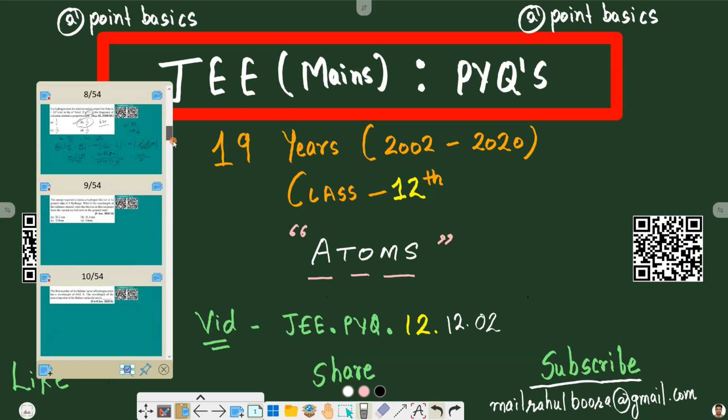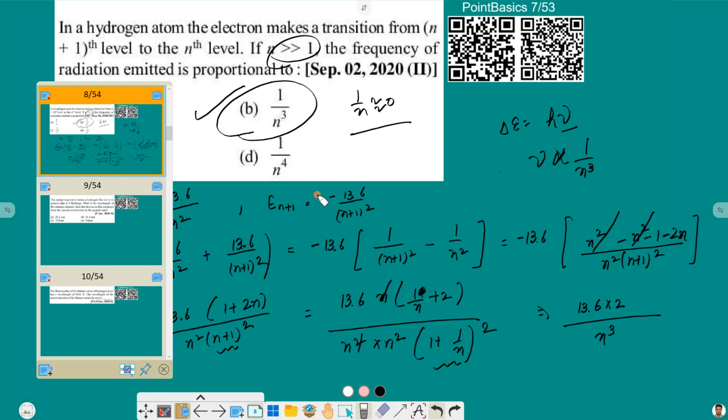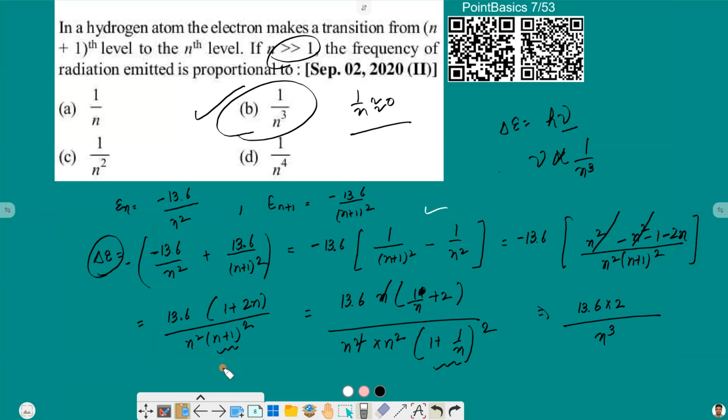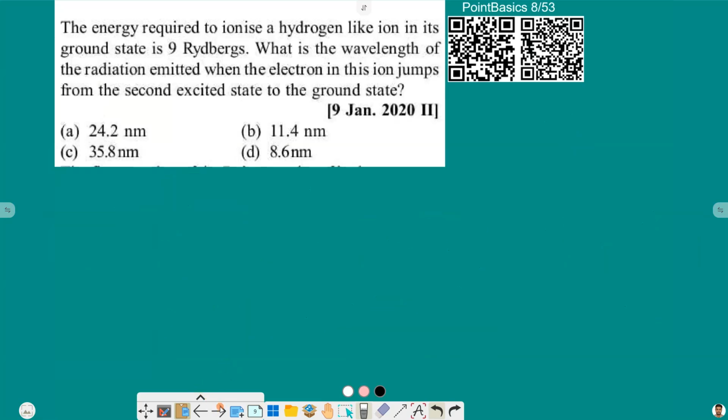In the previous one, the last question we covered was the 7th. Today we are going to start with question number 8. The energy required to ionize a hydrogen-like ion in its ground state is 9 Rydbergs. What is the wavelength of radiation emitted when the electron in this ion jumps from the second excited state to the ground state? Here the energy required is mentioned in terms of 9 Rydbergs.